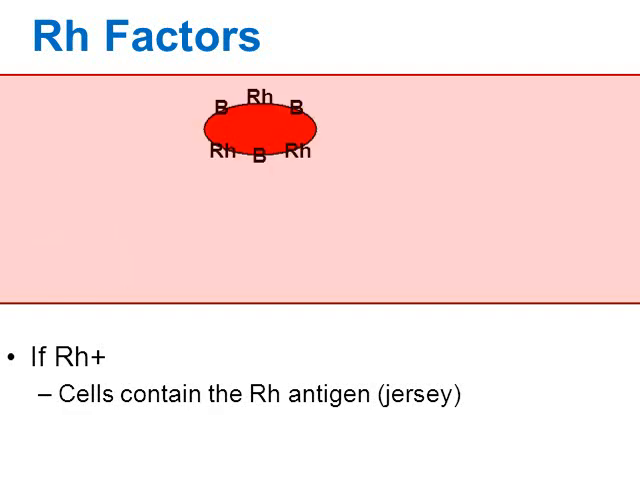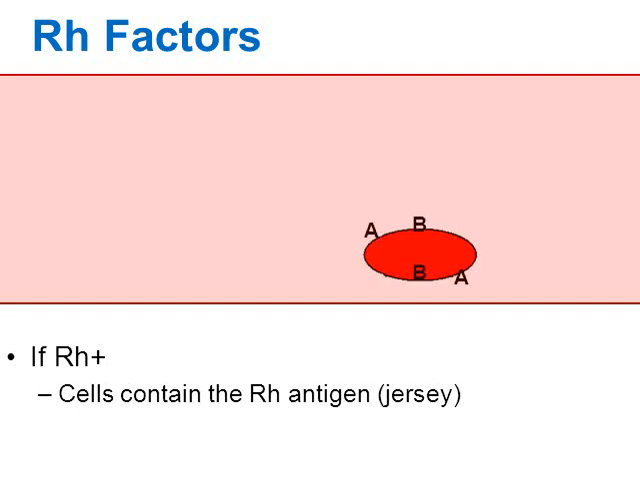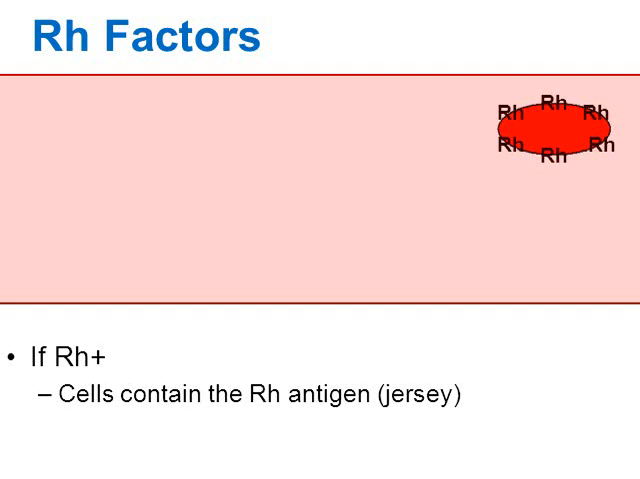In this picture right here, you can see that there's a B antigen and an Rh antigen. This is blood type B positive. In this picture, you can see there's A antigens and B antigens, and now I've also added Rh antigens. This person's blood type is AB positive. And in this picture, there's no A or B antigens, but now I've just added the Rh antigens. So if there's only Rh antigens, this is blood type O positive.